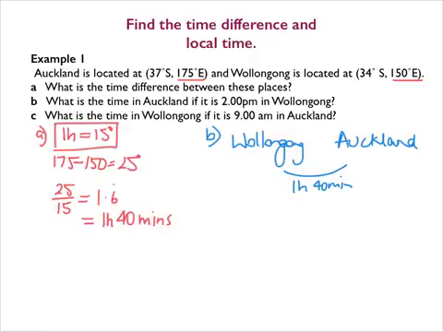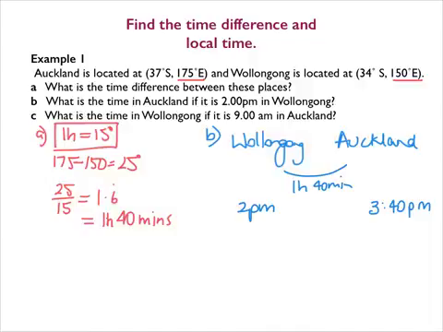So the first question says, what is the time in Auckland if it's 2 p.m. in Wollongong? So I write the 2 p.m. under the Wollongong because that's the time that we have. So we're going to add 1 hour and 40 minutes to 2 p.m. So the answer is that it's going to be 3:40 p.m. in Auckland.